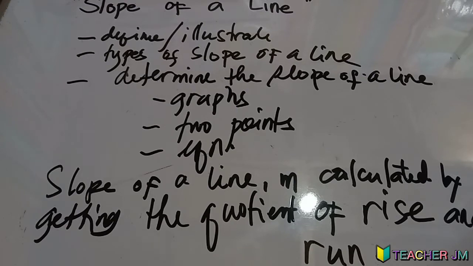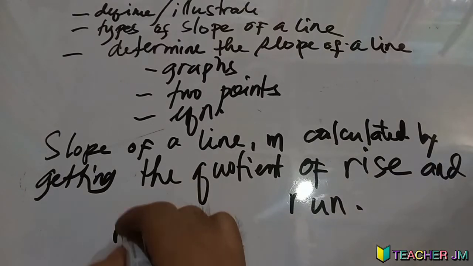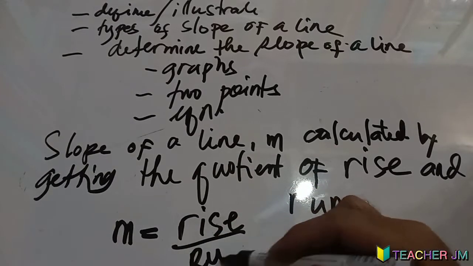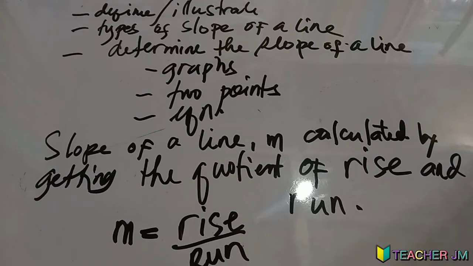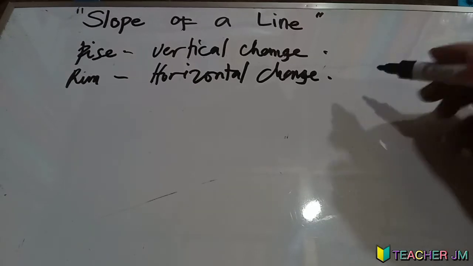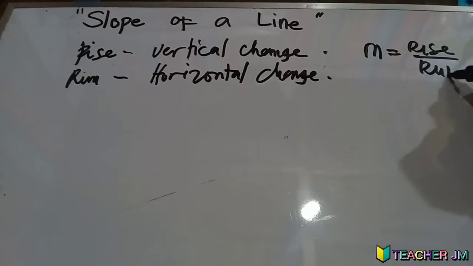Okay, ano nga ba ang formula ng slope of a line? So ito lang ang ating formula ng slope of a line. So we have M, slope of a line or M equal the rise over the run. Okay, let's continue. Rise refers to vertical change. Ibig sabihin, ang ating rise is patayo siya. At ang run po natin is refers to horizontal change. So ibig sabihin, pahiga po siya.